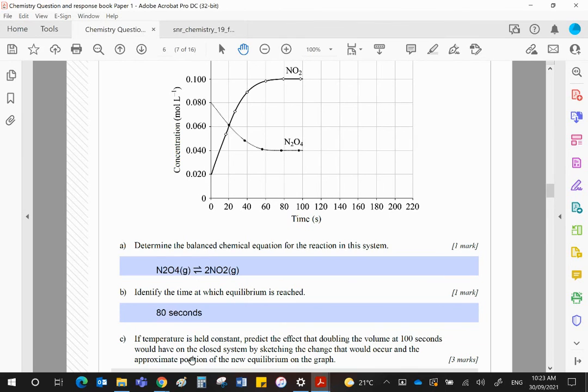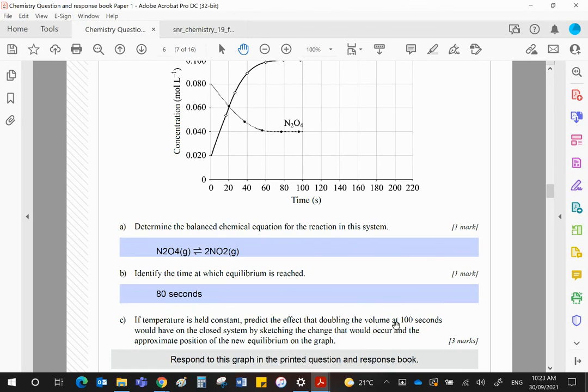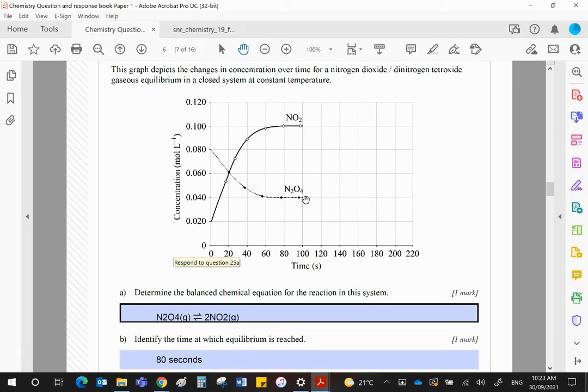If the temperature is held constant, what effect would there be on doubling the volume at 100 seconds? And sketch the changes that would occur to the new equilibrium. So if we double the volume, what we're doing effectively is halving the pressure. This will force this equilibrium to shift to the right, to the side where there's more gas. So N2O4 will get less, NO2 will get more.